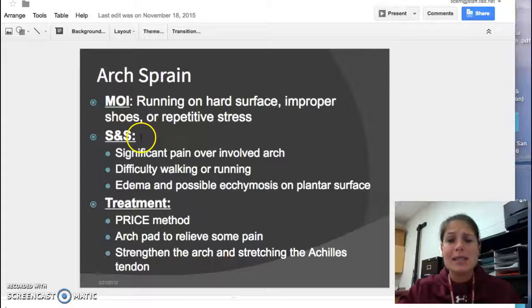You're going to see signs and symptoms. There's going to be a lot of pain in the arch area. You're going to have discomfort when you're walking or running because your body's kind of used and abused at that point. There could be some swelling and some discoloration along that arch on the bottom of your foot. All right, your arch might be a little puffier than normal. The biggest thing that we can do with this is, again, that Price method. There's certain pads that you can put in your shoes to help give you a little bit more cushion. You can stop running on the hard surfaces and change your surface or get better shoes, but it's not usually too severe of an injury.